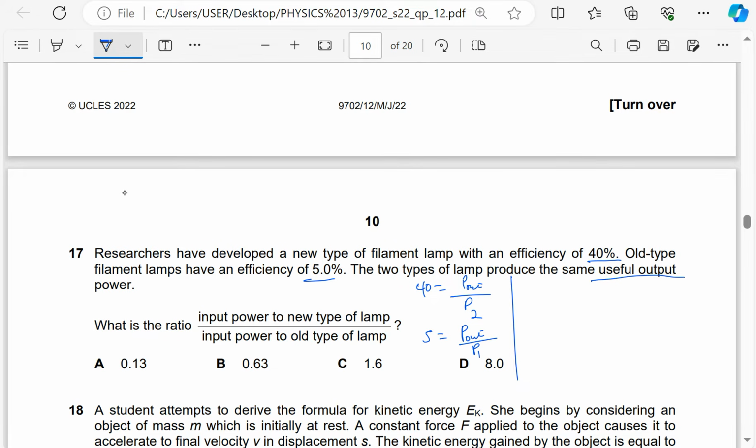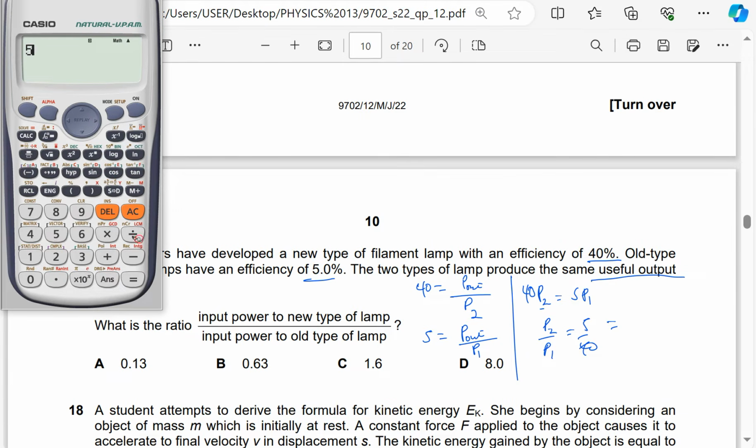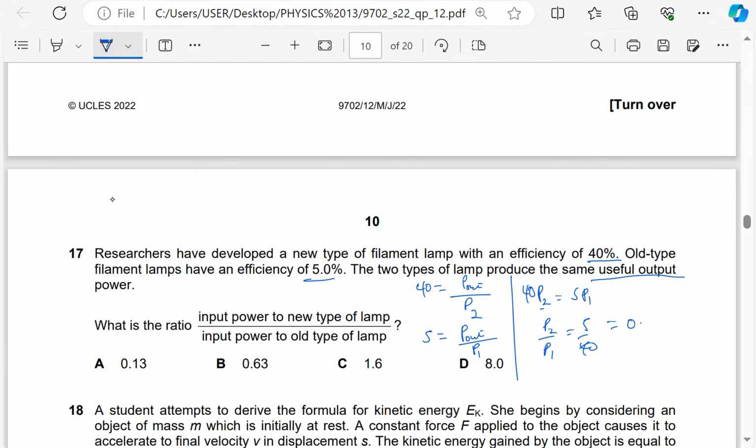Since the power output is the same, I have that 40 times P2 is equal to 5 times P1, just equating the two equations. So I want the ratio of input to new type, which is P2, over input to the old type, which is P1. So P2 over P1 is equal to 5 divided by 40, that is 1 over 8, which is 0.125 or 0.13. So my answer is going to be A.